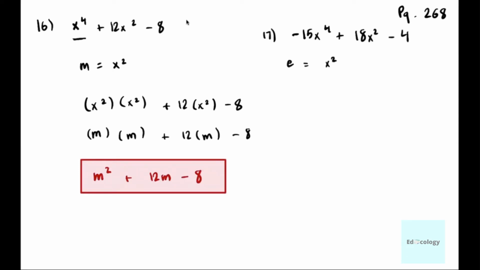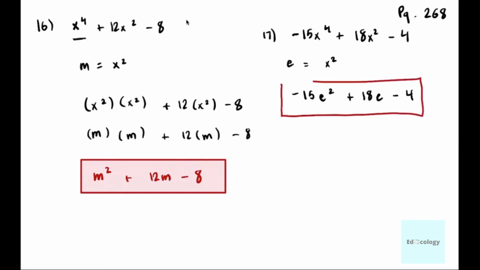Now that I've explained to you how we get m squared plus 12m, I will not write it this way because it's too long and it's not really needed. So we will just write negative 15. Remember, x to the power 4, as I said here, is x squared times x squared. So here, x to the power 4 is also x squared times x squared, or e times e, which is e squared. Okay, so negative 15 e squared plus 18 times e minus 4. And this will be the answer for this question.